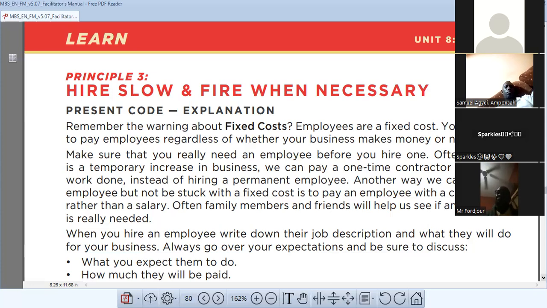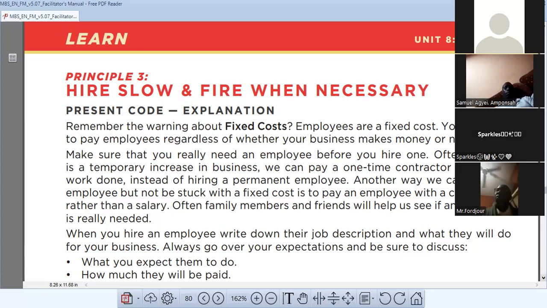So if there is a temporal increase in business, we can pay a one-time contractor to get the work done instead of hiring a permanent employee. So you can find someone just to do your job on contract basis. If your business is too small and you feel that there is no need for me to have a permanent employee, you can just hire someone on a contract basis and they do your job, so that you can actually supply the people that you're supposed to supply until your business grows to such a level that you feel that there has to be an employee full-time on my business. Then you can have an employee full-time.